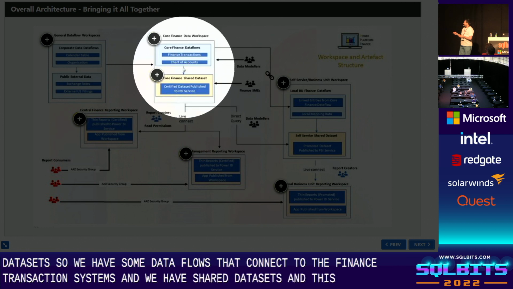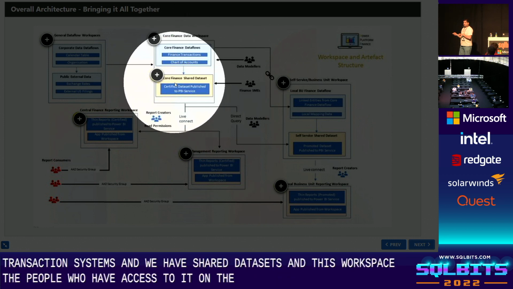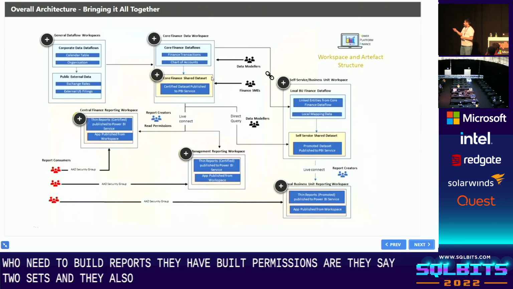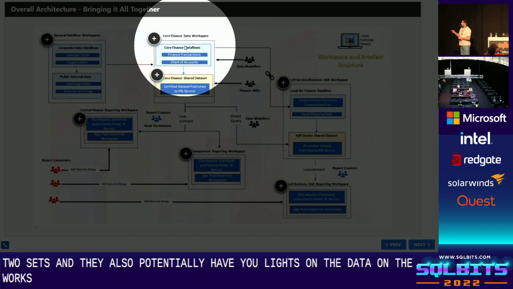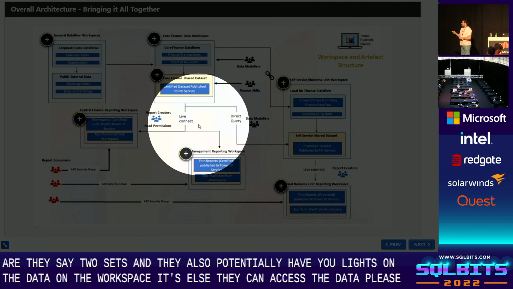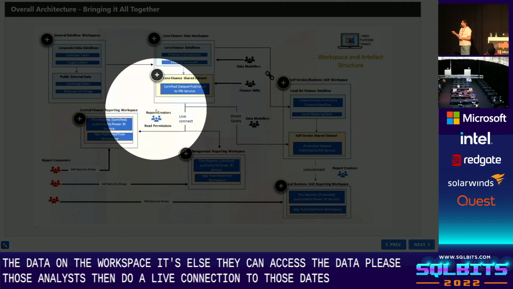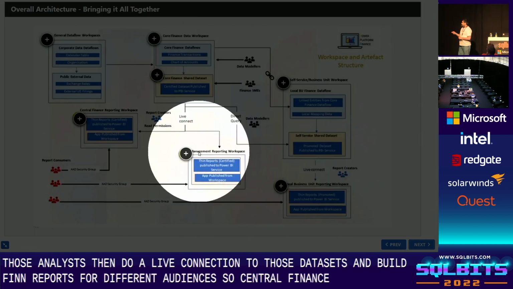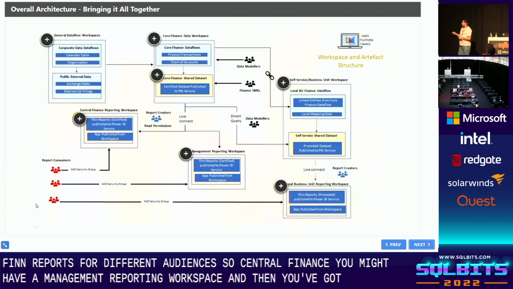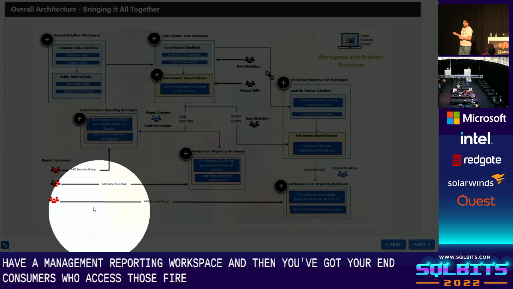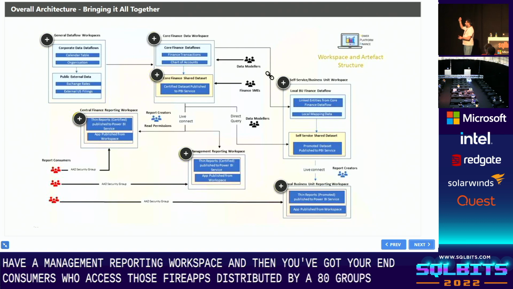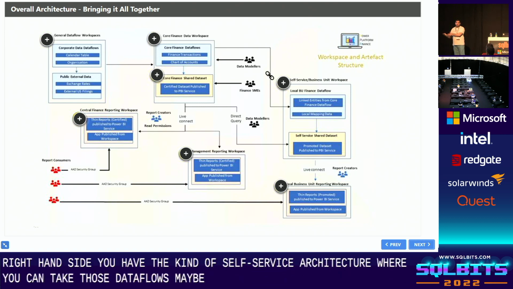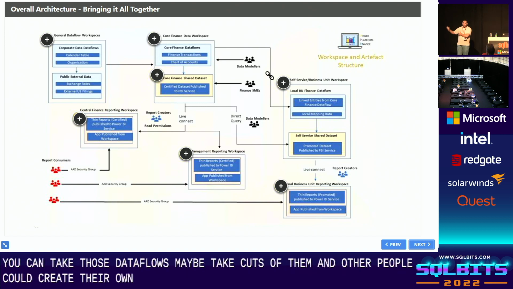And this workspace, the people who have access to it are the people in the finance team who need to build reports. They have build permissions on those data sets, and they also potentially have view rights on the workspace itself, so they can access the data flows. Those analysts then do a live connection to those data sets and build thin reports for different audiences. So central finance, you might have a management reporting workspace, and then you've got your end consumers who access those via apps distributed via AAD groups. On the right-hand side, you have the kind of self-service architecture, where you can take those data flows, maybe take cuts of them, and other people can create their own data sets, their own data flows based off those.